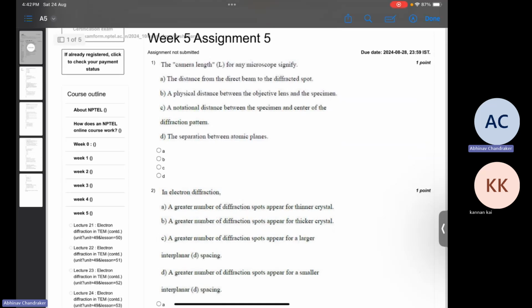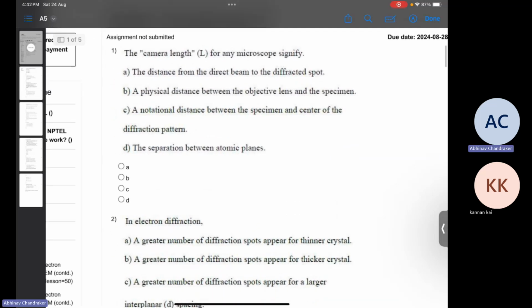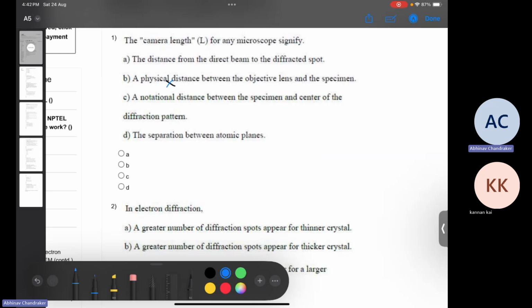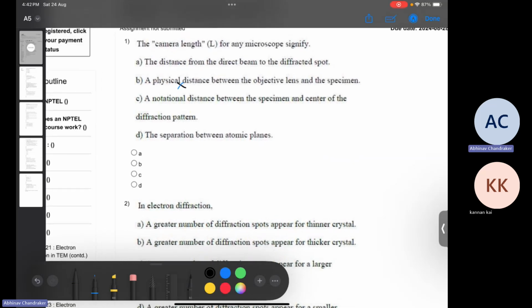First question is related to camera length. What does the camera length signify? The correct answer is, it tells you about the distance between the specimen and the diffraction pattern, but it does not tell you the physical distance. It tells you the notional distance because there are lenses also present. So the distance which the electron encounters will be different due to the specifics of the lenses. So the correct answer is C.